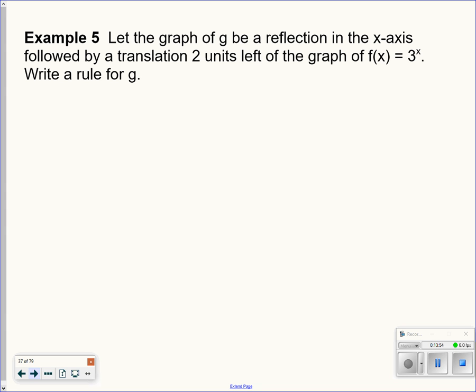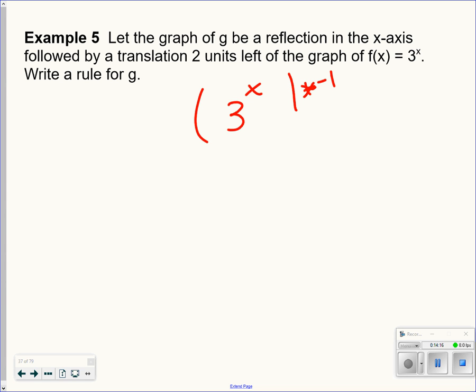Last one, and again, this will be on your test and quiz. Let the graph of g be a reflection on the x-axis followed by a translation 2 units to the left of y equals 3 to the x. Write the rule for g. So the original equation is 3 raised to the x power. So if I want to do a reflection on the x-axis, I would multiply this by negative 1.